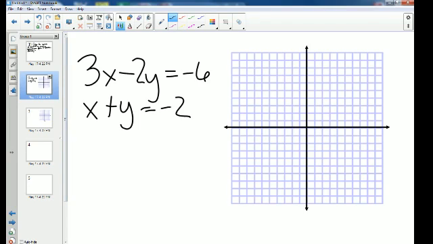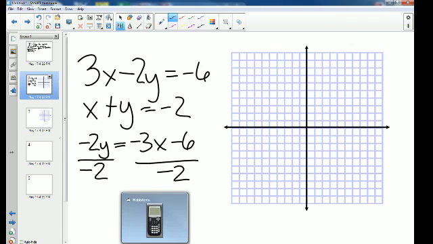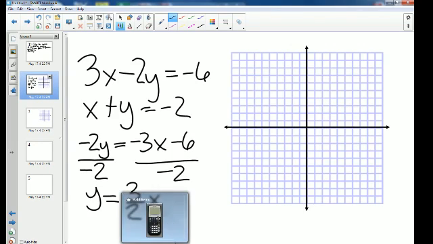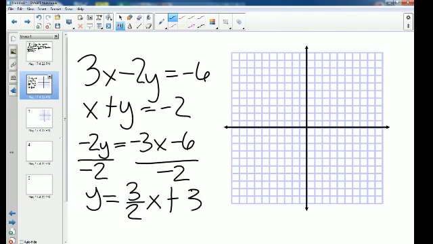On the first one, we're going to subtract 3x, and then we end up with -2y equals -3x minus 6. Then we divide both sides by -2 to get y by itself. We get y equals 3 over 2 x plus 3, because -6 divided by -2 is 3, and -3 divided by -2 is positive 3 over 2 x.